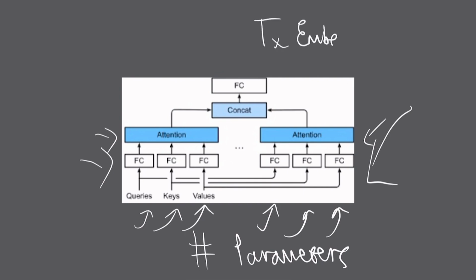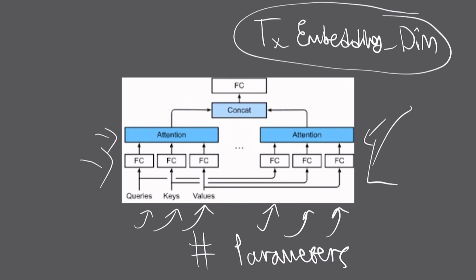So T by embedding dim. This is passed in separately in parallel to each head of attention. So each head of attention gets to operate and do a bunch of math on that input tensor. And since each head of attention has its own parameters, each head can actually learn something different.